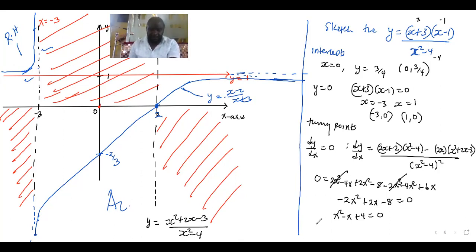Excuse me, teacher. Yes, please. Is it supposed to be minus 8x? I've divided here by 2, by 2, by 2. This is negative 4x plus 2x. It is supposed to be 2x times negative 4, giving us negative 8x.